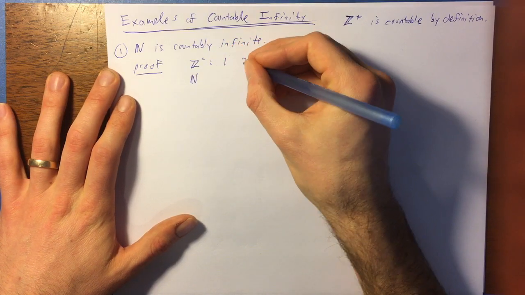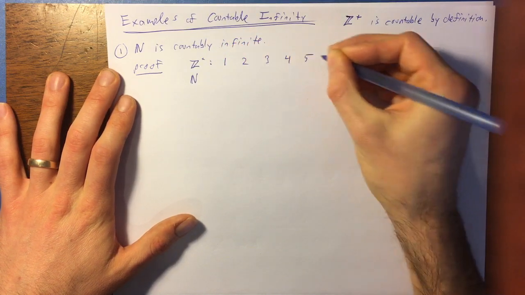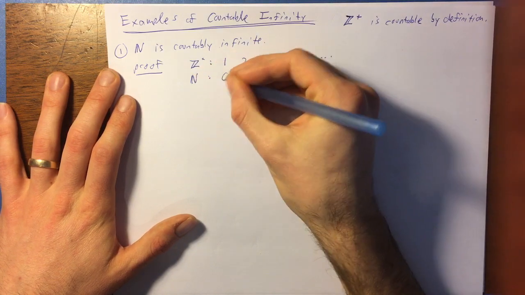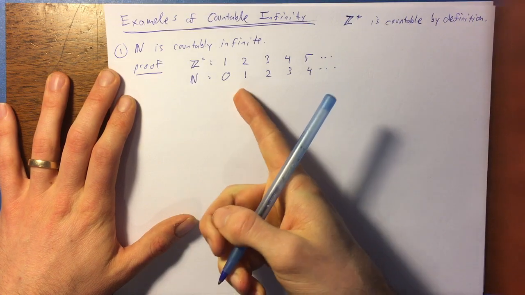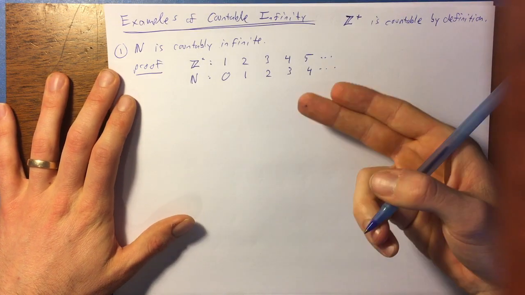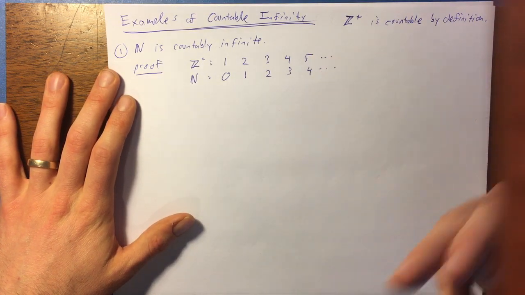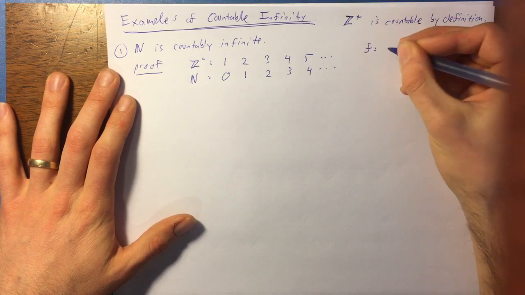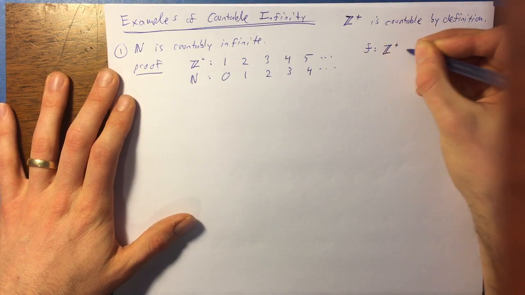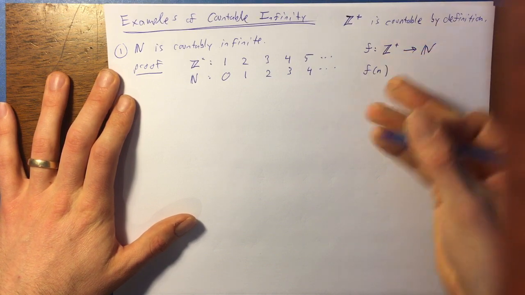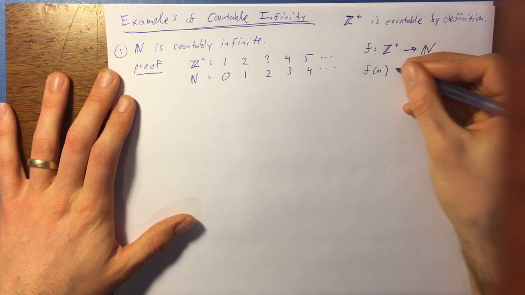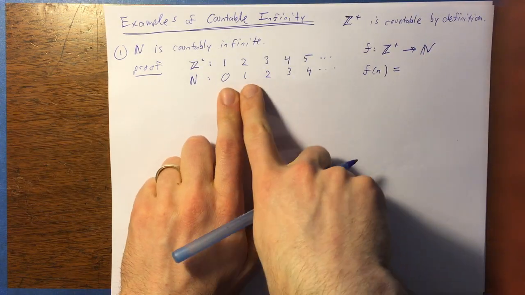Positive integers start with 1, 2, 3, 4, 5, dot, dot, dot. And the natural numbers go like this: 0, 1, 2, 3, 4, dot, dot, dot. So how can we make a map? How can we create a function which is going to be a bijection between these two sets? It's very simple. We'll define f from the set of positive integers to the natural numbers by saying f of n, where n could be any positive integer, is going to be what? I bet you can figure it out.